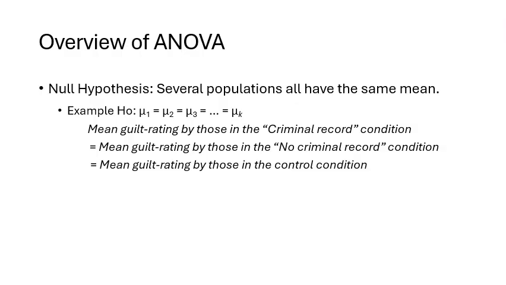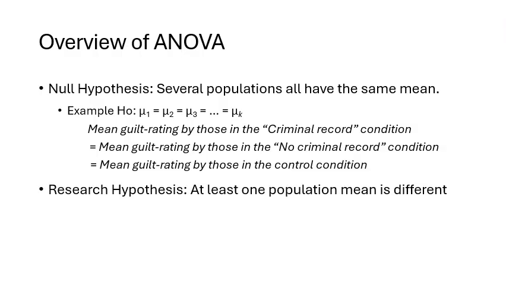None of these groups are different. And we might say it in words like this: the mean guilt rating by those in the criminal record condition is equal to the mean guilt rating by those in the no criminal record condition is equal to the mean guilt rating by those in the control condition. And so that's how the null is stated.